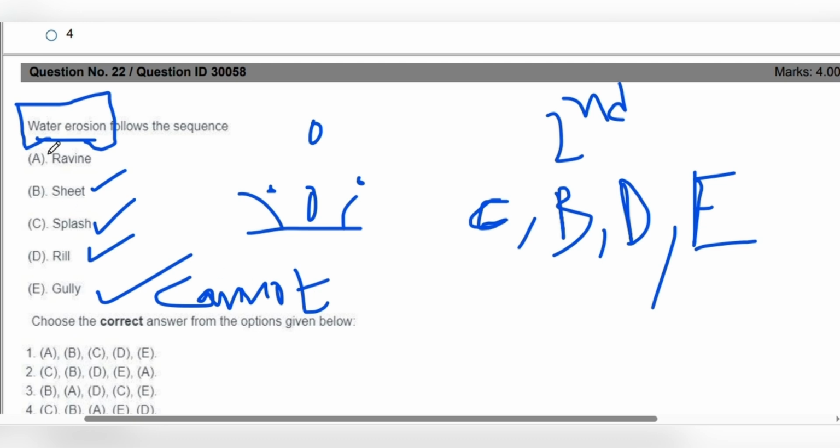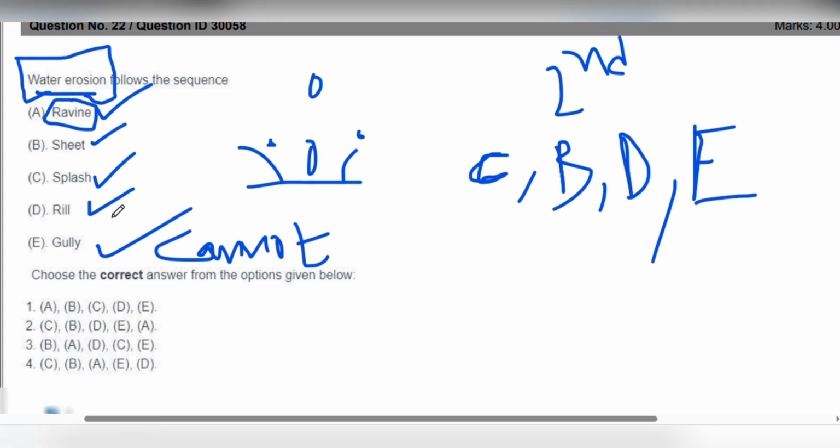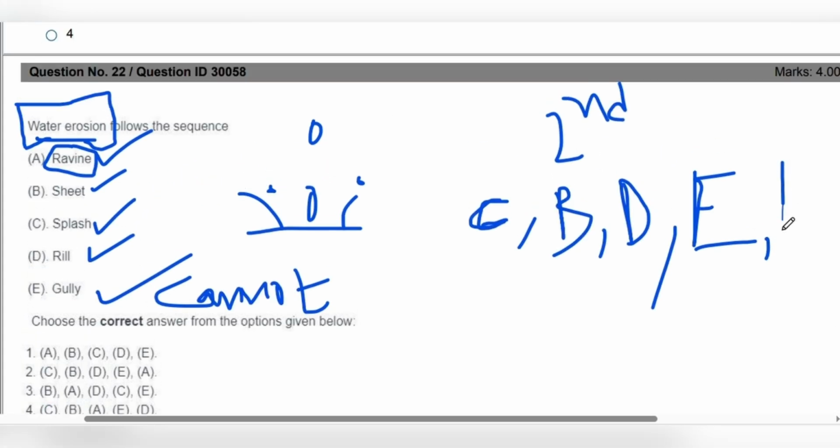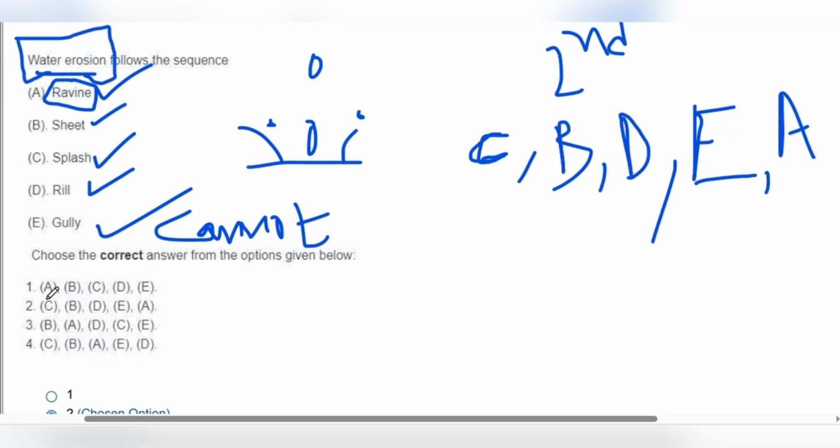And finally, it will come ravine erosion, or ravine means near the river. It will form river-like channels. So our option will be C, B, D, E, A. Where is that option? You should read all the options carefully.